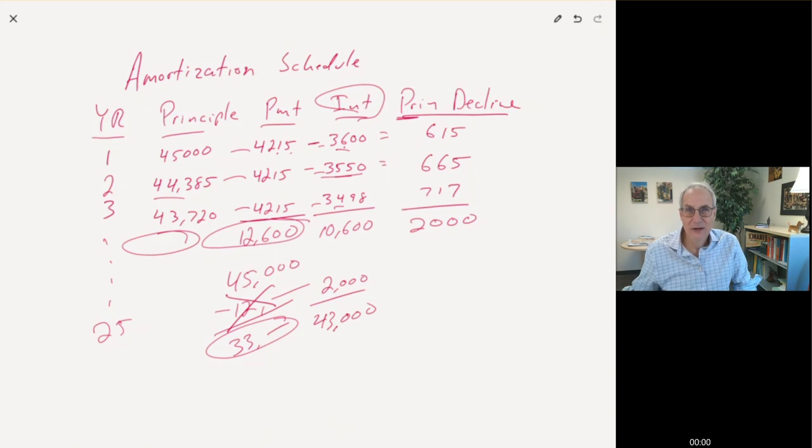So yeah, it's very depressing when you first buy a home and you look at how little your principal is going down, but it gets better as you get near the bottom, and that's the way it is for everybody. Okay, so that's an amortization schedule.